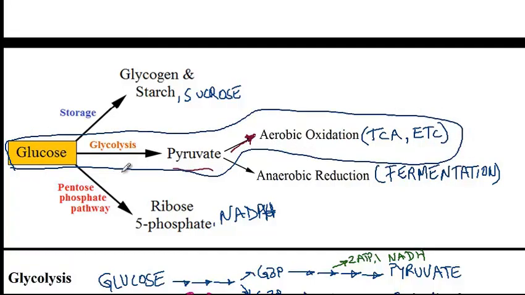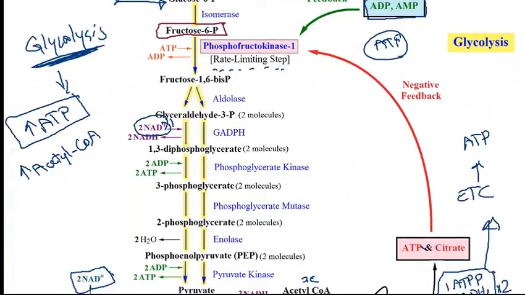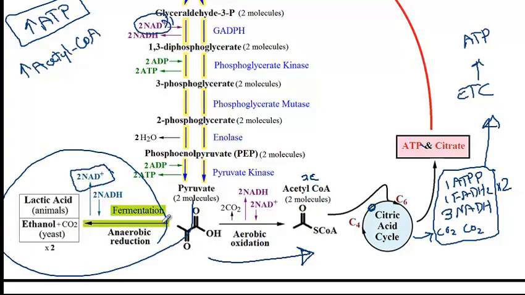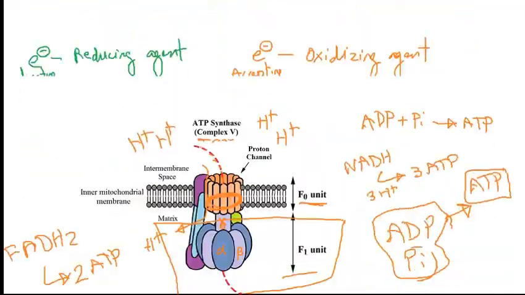The final topic for the first half of this lecture that we still have to discuss is anaerobic reduction or fermentation. And here we've shown you that if there is oxygen, the pyruvate will undergo aerobic oxidation. Now what if there is not enough oxygen? Then the pyruvate molecule undergoes anaerobic reduction through the process called fermentation. Alright, now let's discuss fermentation.